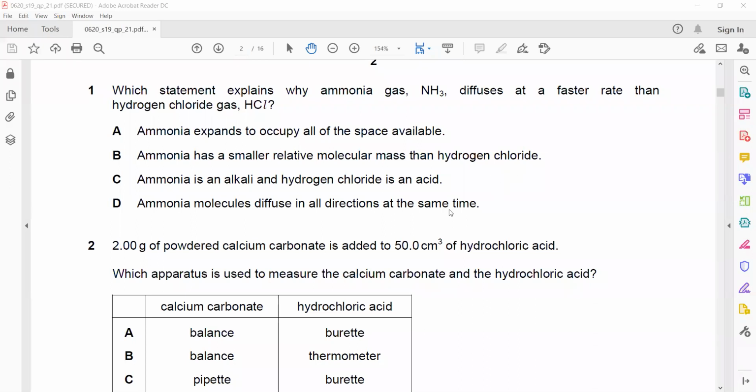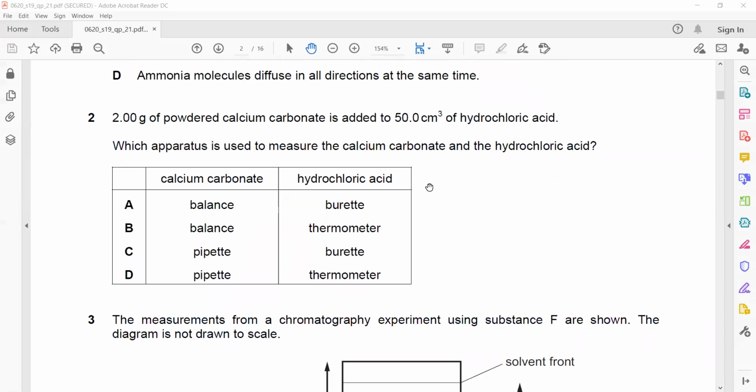B, sir. B. So B is the right answer. Why? Because ammonia has a smaller relative molecular mass. That's why lighter gases diffuse faster as compared to heavy gases. When you work out the mass, it will be 14 plus 3, 17, and this will be 35.5 plus 1, that is 36.5.